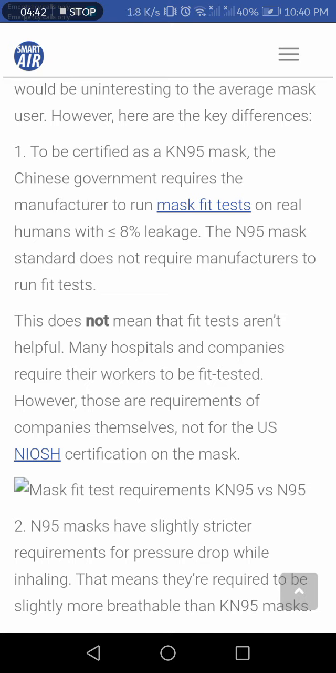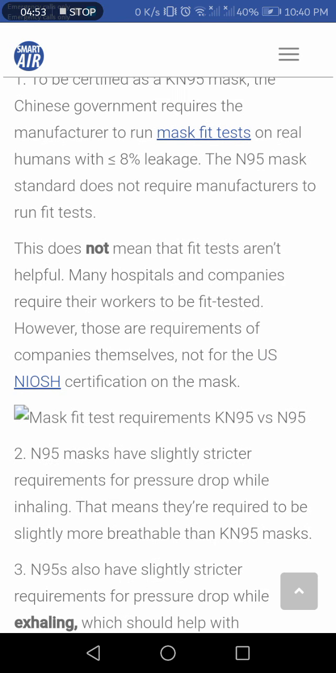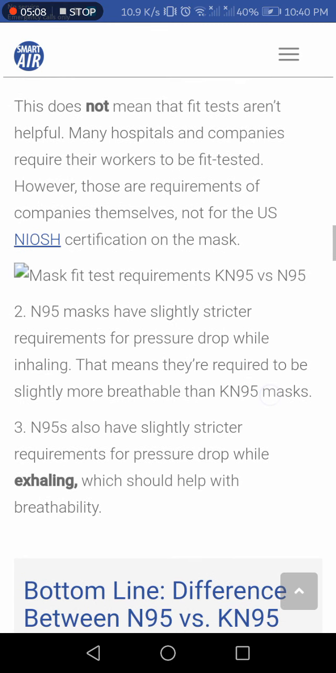Number two, N95 masks have slightly stricter requirements for pressure drop while inhaling. That means they are required to be slightly more breathable than KN95 masks. Number three, N95 masks also have slightly stricter requirements for pressure drop while exhaling, which should help with breathability.